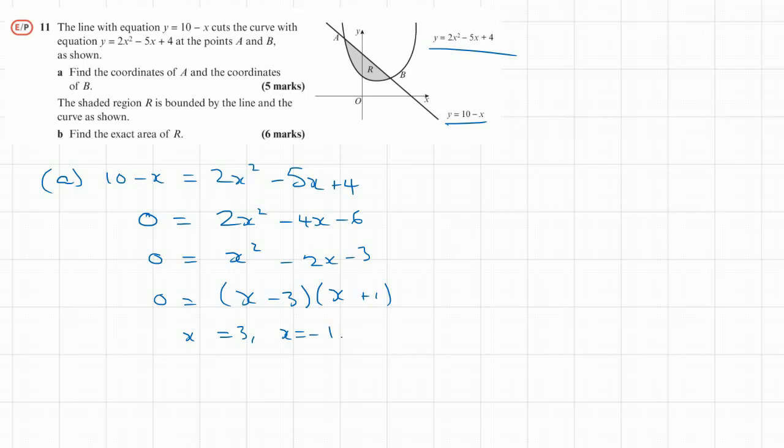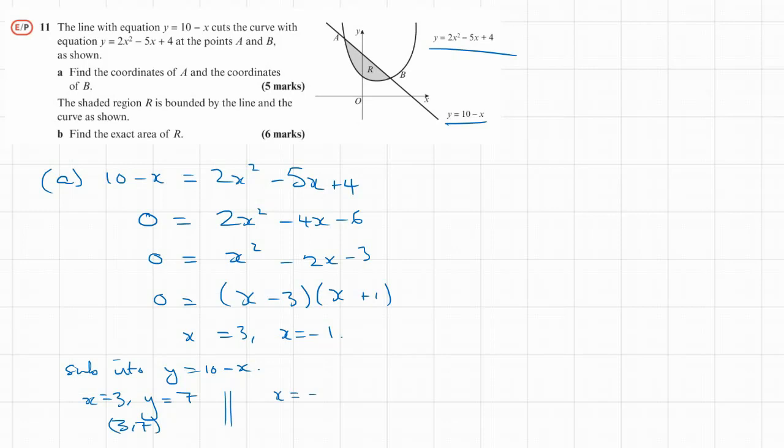Substitute these into either equation. I'm obviously going to pick the much easier one. You can double check and sub it into the other one, you'll get exactly the same values, you'll just be wasting your time. So x equals 3, that's 10 take away 3, y equals 7, so we've got a coordinate of (3, 7).